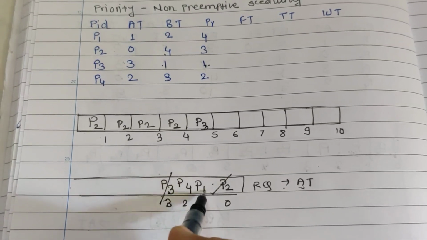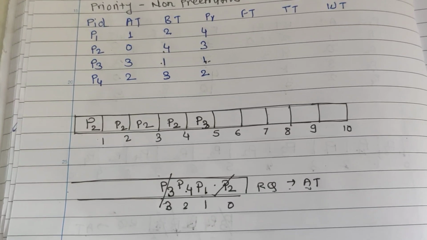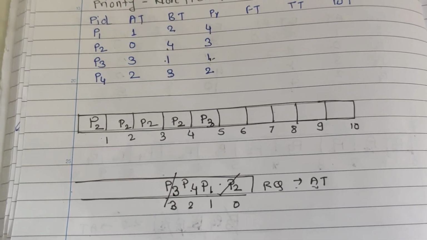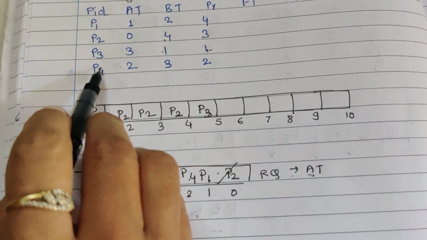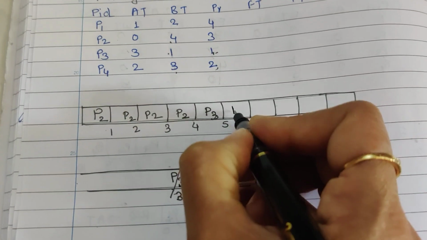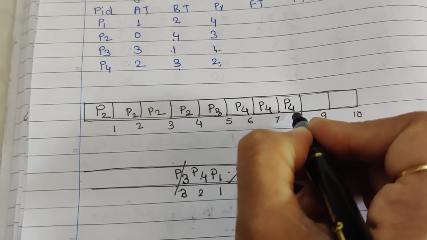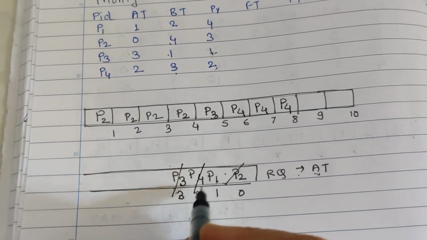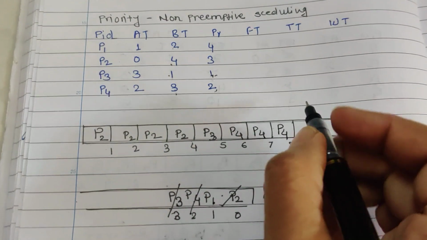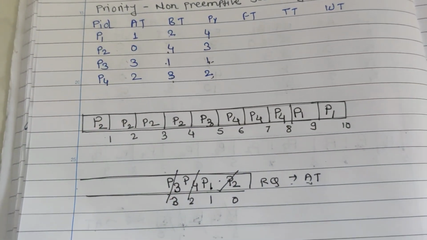Now the remaining processes are P1 and P4. Out of this, P1 has the priority 4 and P4 has the priority 2. So yes, we are going to select the process P4 with the priority 2, having the burst time 3. So P4 will do the execution for 3 units. And then the remaining process is P1 with the burst time 2 and priority 4. So P1 has done the execution.